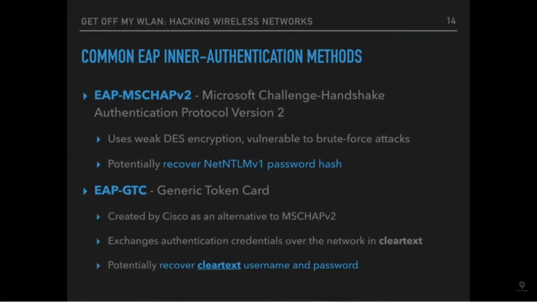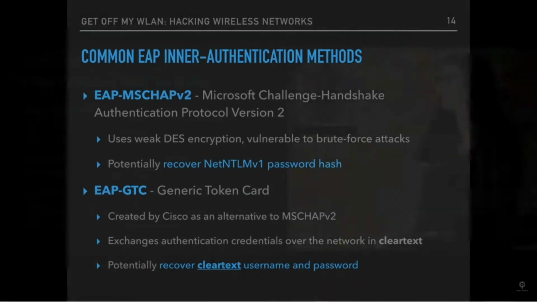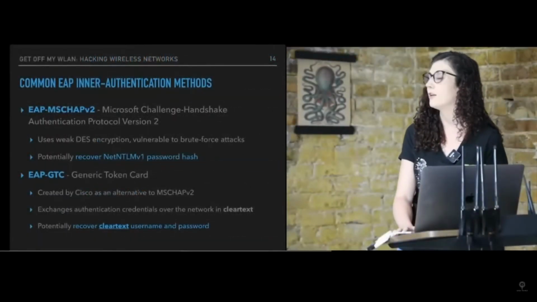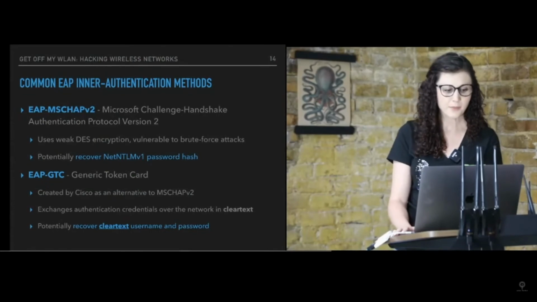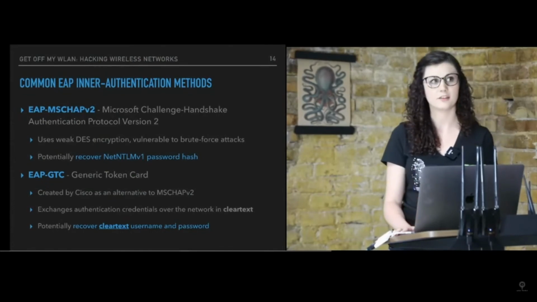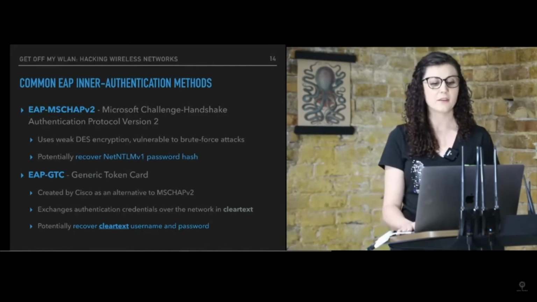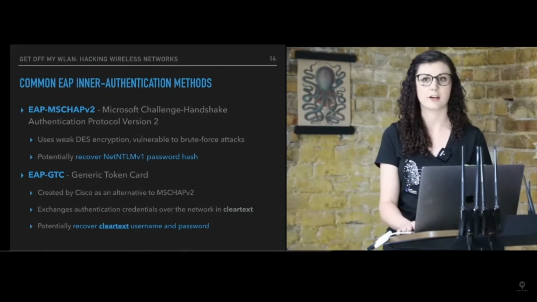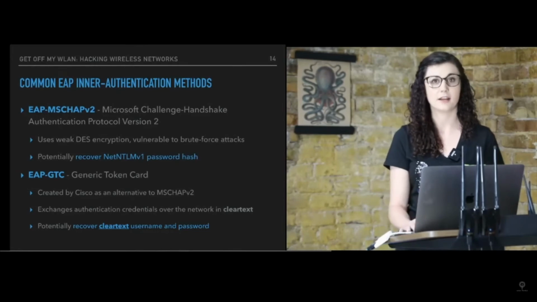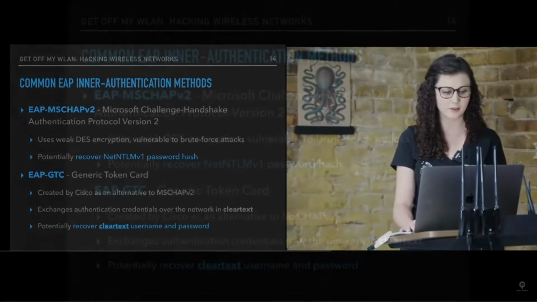Some of the EAP inner authentication methods that you may see include EAP MS-CHAPv2, or Microsoft's Challenge Handshake Authentication Protocol version 2. This protocol uses weak DES encryption, which is vulnerable to brute force attacks. And with this protocol, we can potentially recover the NetNTLMv1 password hash of users whenever they connect to the network. And as the name suggests, with it being Microsoft, it is used on Windows operating systems. So just think any Windows device connecting to the network, for the most part, you're going to be seeing this protocol in use for enterprise networks.